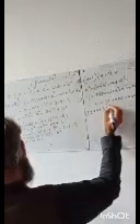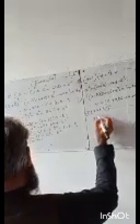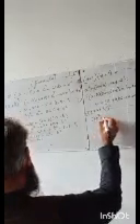Now 2x plus 3y square: 2x square plus 2 times 2x multiplied by 3y plus 3y square. 4x square plus 2, 2 times 2 is 4, 12xy plus 9y square.